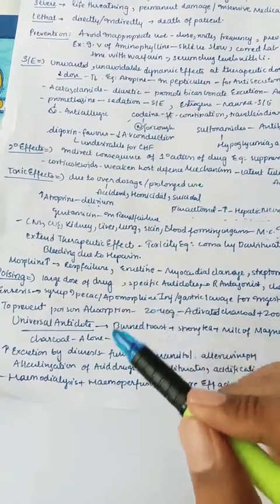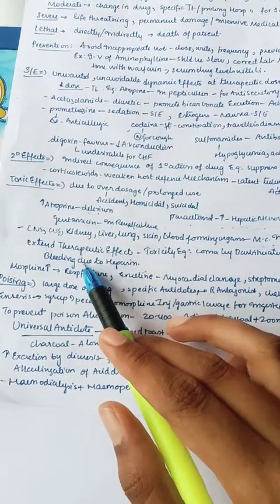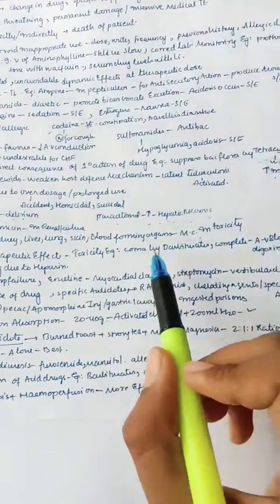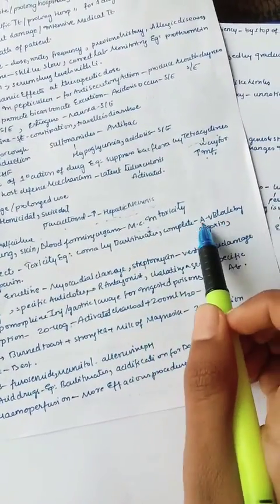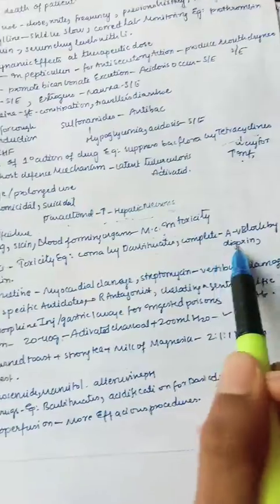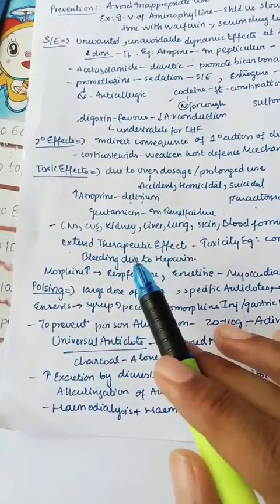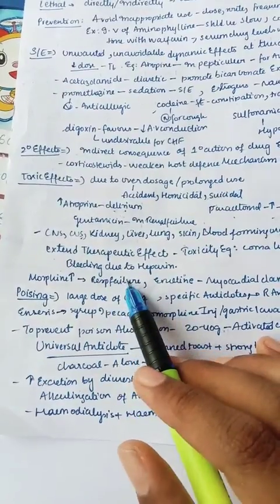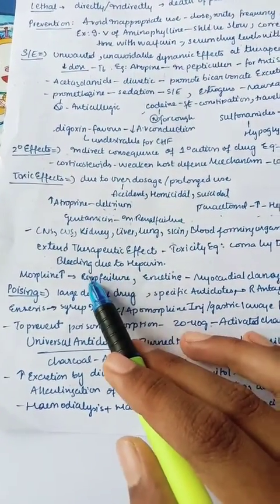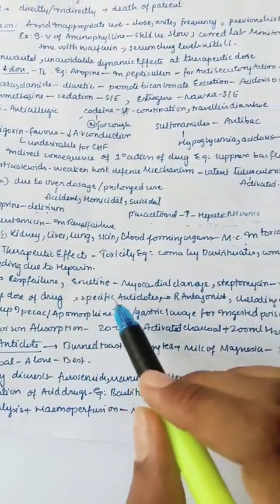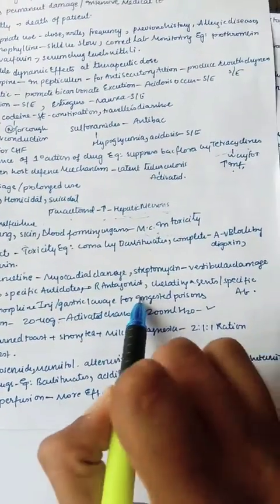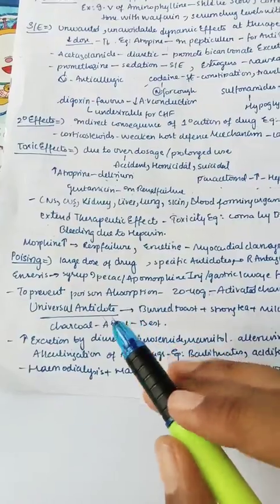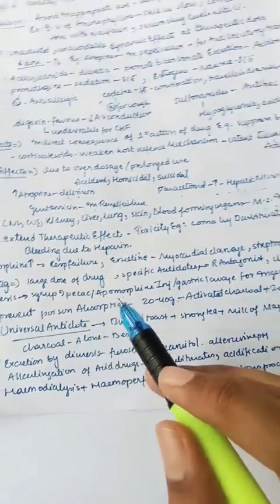Next, extended therapeutic effect, that is for therapeutic use only, but if we extend it, then also it may cause toxicity. Example, coma by barbiturates, complete AV block by digoxin, and increased morphine leads to respiratory failure, and bleeding due to heparin, and emetine causing myocardial damage, streptomycin causing vestibular damage. And next, poisoning, mainly a large dose of a drug may also lead to poisoning.